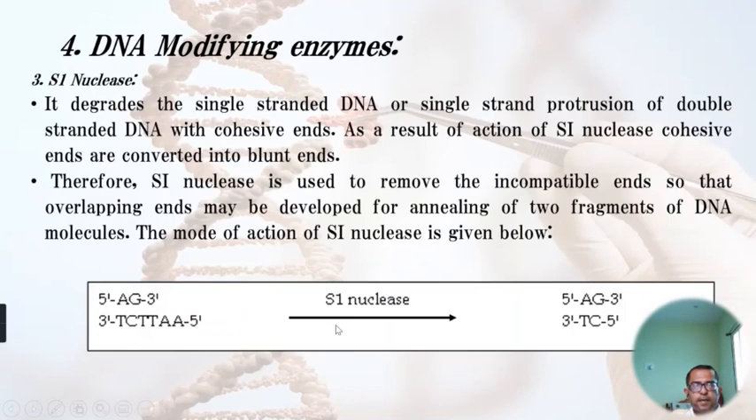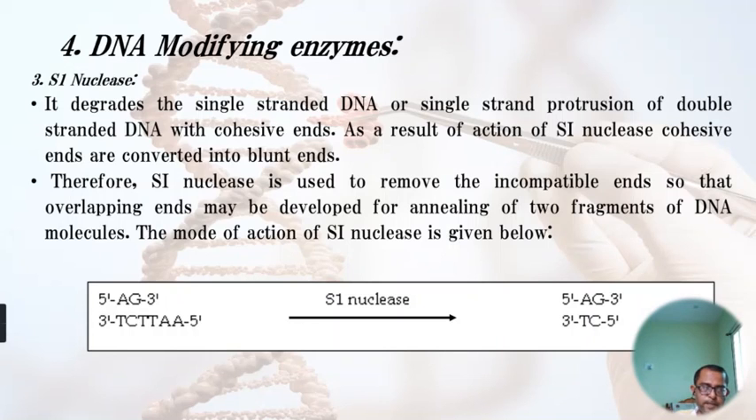Then next is another enzyme, the S1 nuclease enzyme. We have seen that when we treat a particular fragment with a restriction endonuclease enzyme, it produces either blunt ends or cohesive end products. Now, in some cases, the cohesive end products are not needed. We require blunt end products. In such a condition, in order to produce the blunt end product, we require this S1 nuclease enzyme.